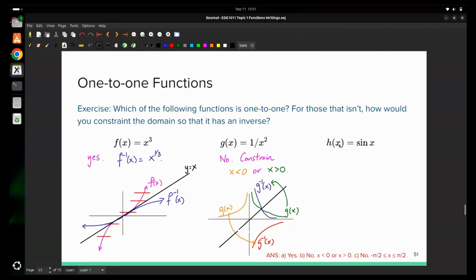Okay, then what about h of x equals sine x? So if you look at your graph here, it's quite obvious that sine x is not going to be 1 to 1 because it's periodic. Correct? We can certainly constrain the domain.